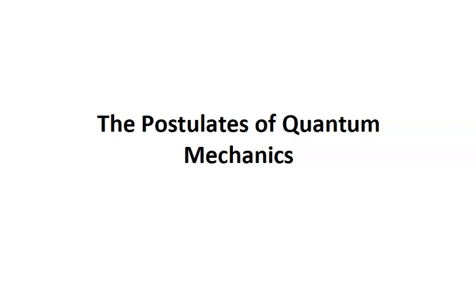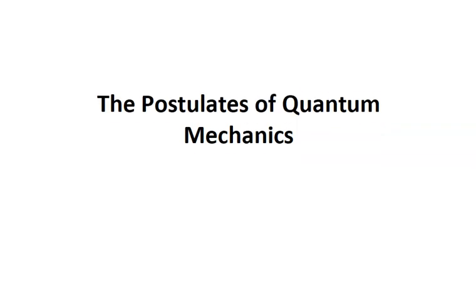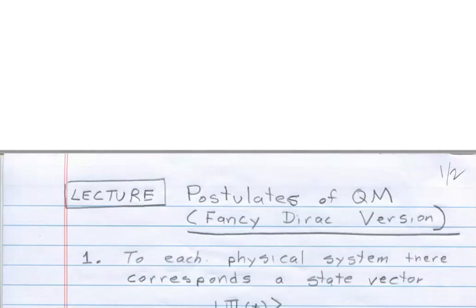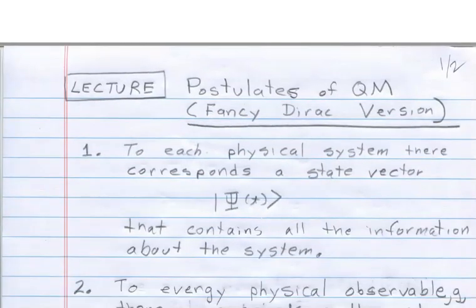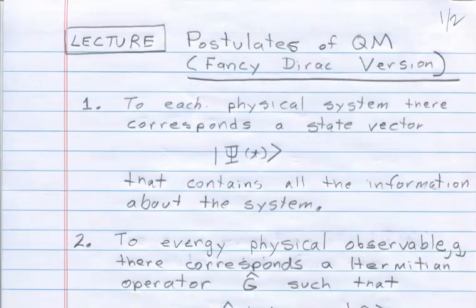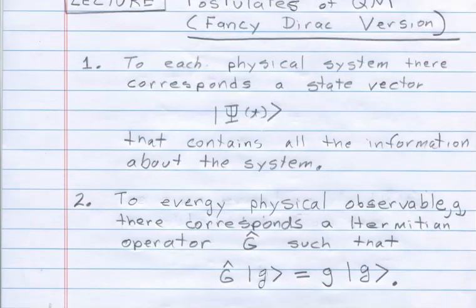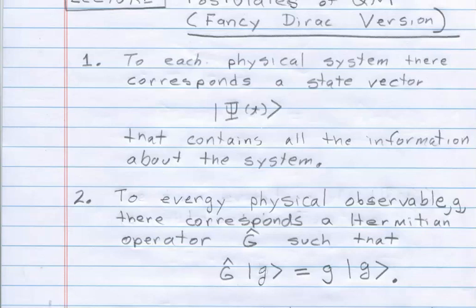Well, this is a redux of the postulates of quantum mechanics, which we've had earlier in the class. But this time we'll do the fancy Dirac notation version. They're very similar, just modulus of notation. First of all, is the existence of a state function, state vector.